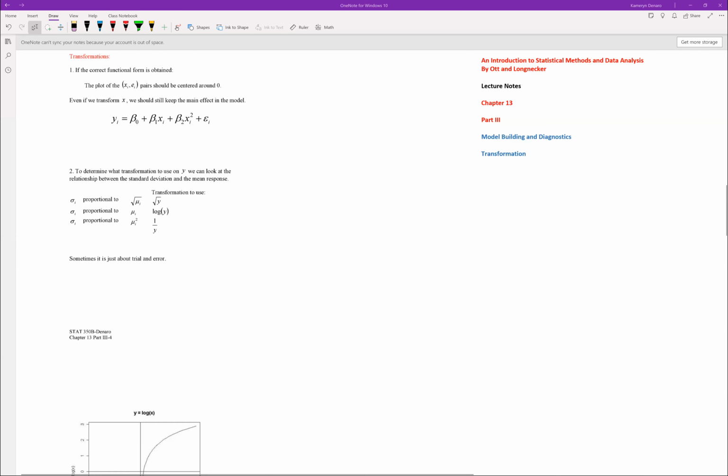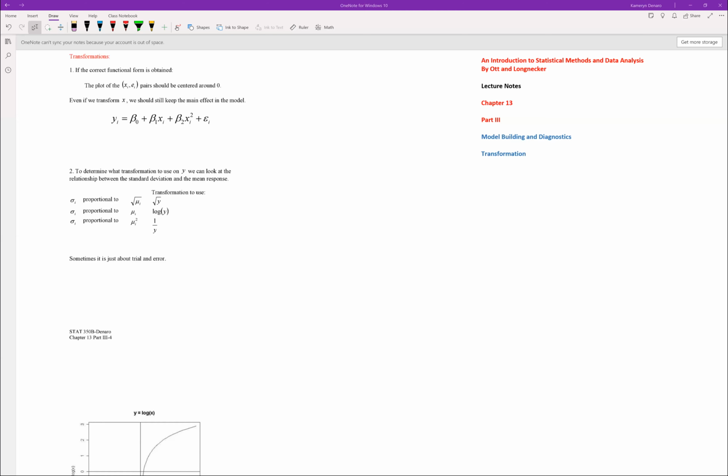Hello, everyone. We're working through An Introduction to Statistical Methods and Data Analysis by Ott and Longnecker, Chapter 13, Part 3, Model Building and Diagnostics, Transformations. If we find the correct functional form between our x's and our y's, then the plot of our xi, ei pairs should be centered around 0.